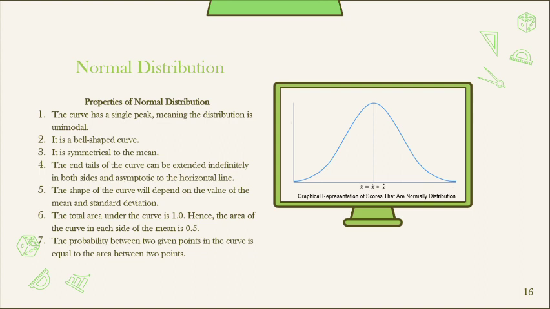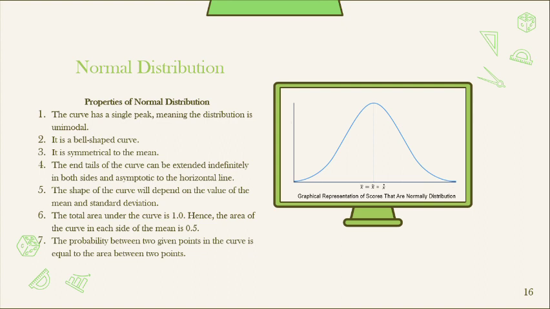Next is it is a bell-shaped curve. So, mapapansin nyo sa shape niya, it looks like a bell. So, next, it is symmetrical to the mean. So, ito yung symbol na to sa baba, yung tatlong X. Yan yung symmetric sila, equal lang. So, yung mean, yung mode, and yung median is equal lang.